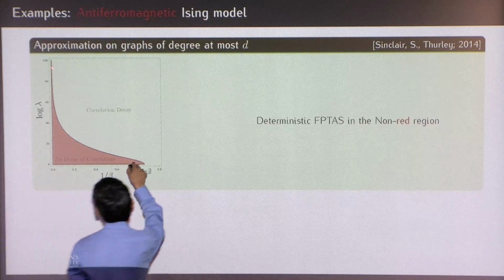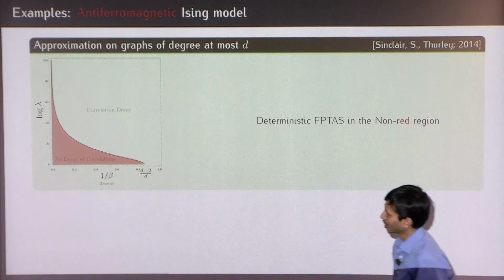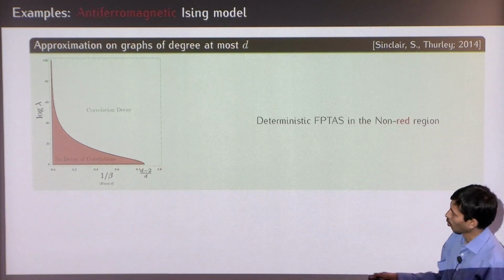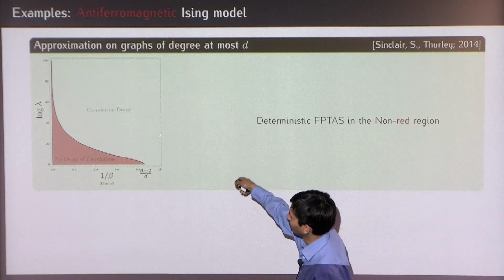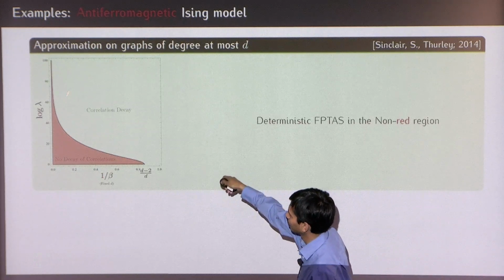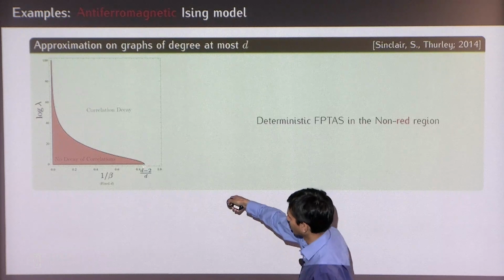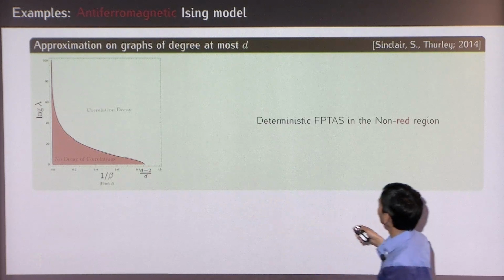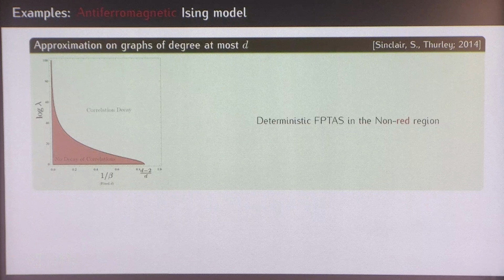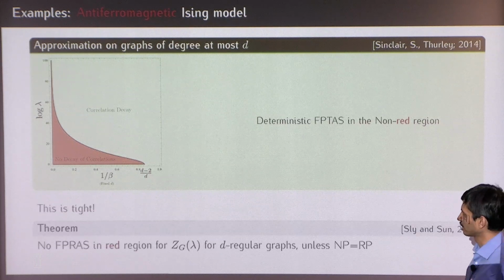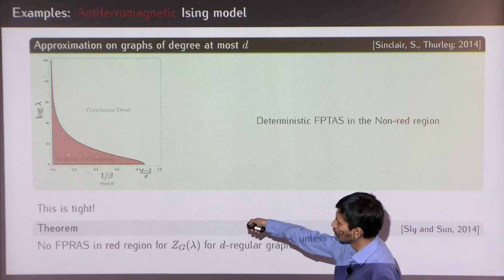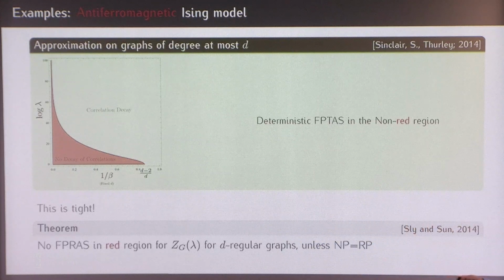You can plot a line, and I'll say where this line comes from, and everywhere above this line in this white region, when beta and lambda lie in this white region, and this line is just a function of d, there are deterministic polynomial time approximation schemes, FPTASes, for approximating the partition function of the anti-ferromagnetic Ising model. So I'll say where this line comes from. And in fact, this is tight in the sense that if you're in the red region, just below the line, then the problem is NP-hard.